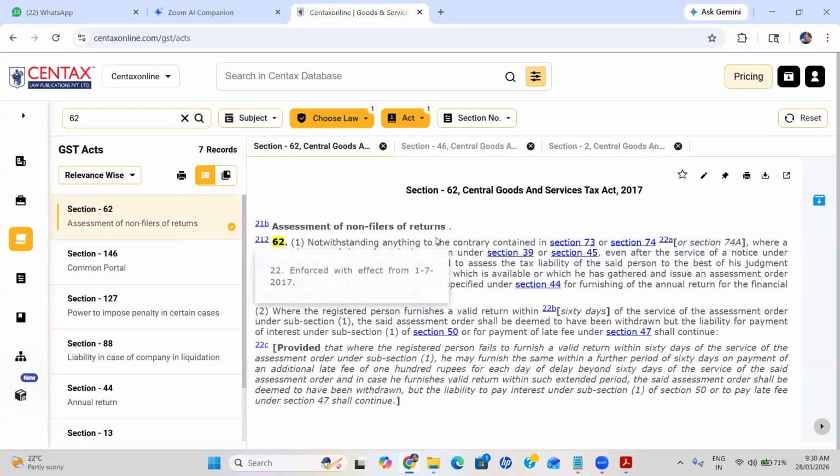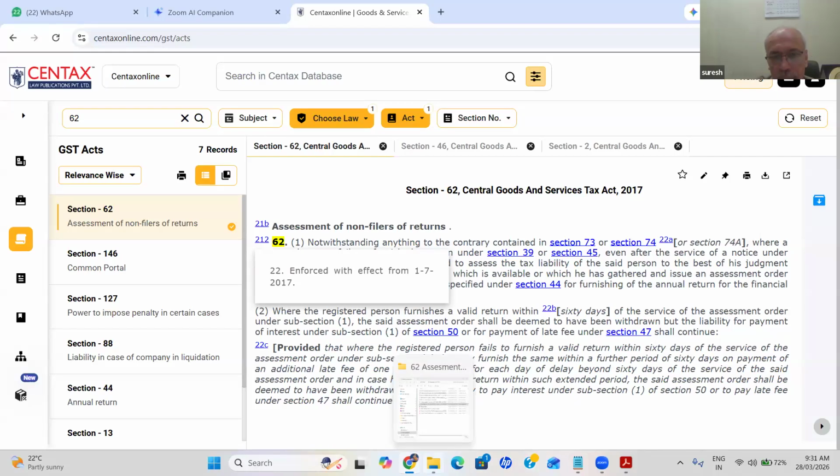Okay, valid return. So I will come to the practical problems which RPG was highlighting. But before that, one more important thing. Sir, there was an amnesty scheme also for this section 62, besides this amendment giving 120 days time, earlier it was 30 days. So there was an amnesty in between. Prior to October 23, the amnesty scheme was in force.